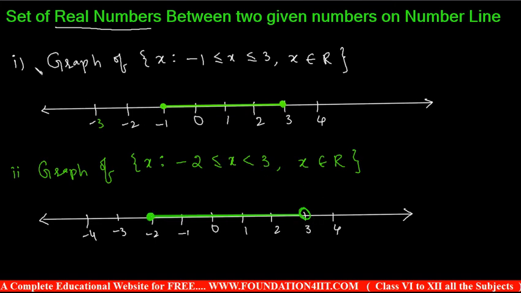So there is a small difference here, because x is less than 3, so 3 is not included. That's why 3 should be open. There is a small difference between when a number is included and when it is not included. One is included, and the other is not included here. One more problem I'll explain.